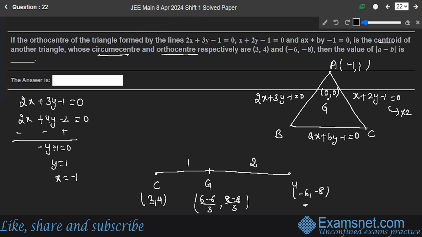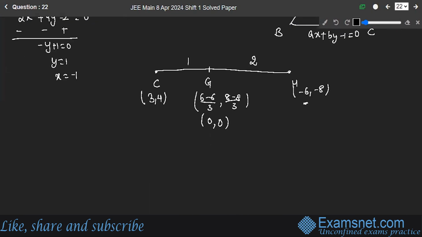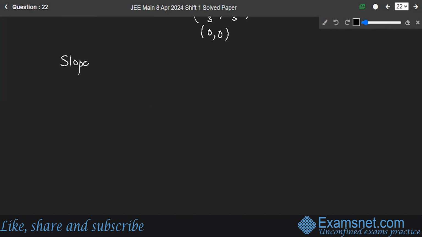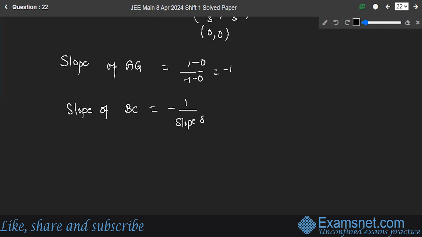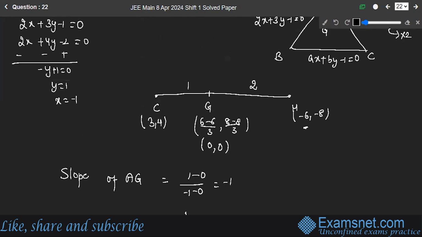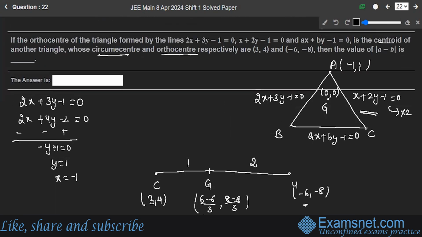Okay. Now, think of it carefully. I have the A coordinates, I have the G coordinates. Let's find out the slope of AG. This will be given by (1 minus 0)/(minus 1 minus 0), which is equal to minus 1. Now, what will be the slope of BC? This will be minus 1 upon slope of AG, which will be equal to 1. I got the slope of BC. If I get any one point on BC, my work will be done. For that, I already have the equation for AC, but I don't have the equation for BC. Let's try to do something else.